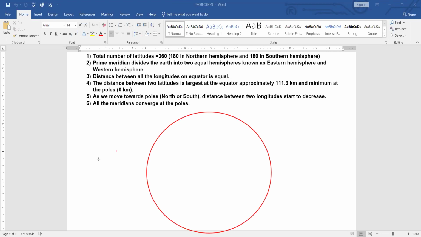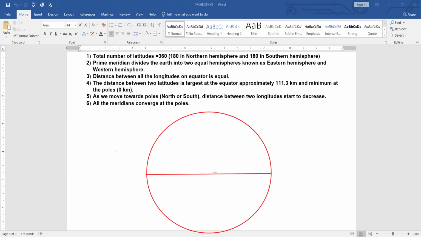Done. Now wherever you had kept your compass point, from there first make a straight line. This was my center, so I'm making a straight line. We have learned this in latitude also. This is known as our equator.